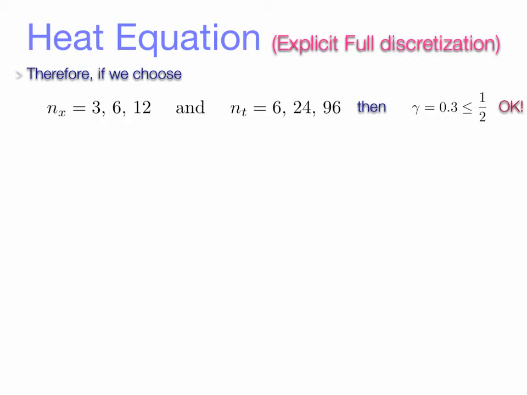Let's pick nx to be 3 and nt to be 6 first, and then try the solution again with nx equals 6 and nt equals 24. And it's no surprise I'm doing this. Why? Because if I double the number of points along the x direction, from 3 to 6, I need to quadruple the number of points along the time direction to keep the same gamma ratio, which is achieved if I pick the next nt to be 24. And we go on like that for nx equals 12 and nt equals 96. For all these discretizations, I am achieving a gamma of 0.3, which is less than 0.5. So I should be stable in all these calculations.